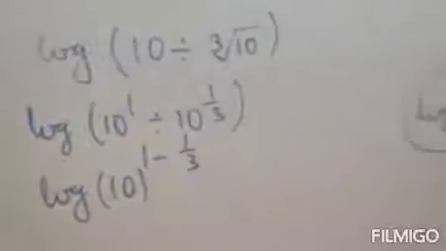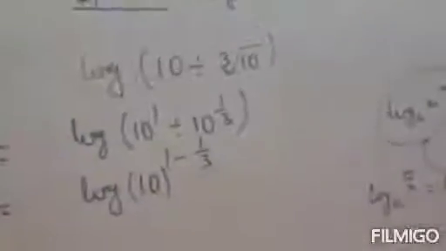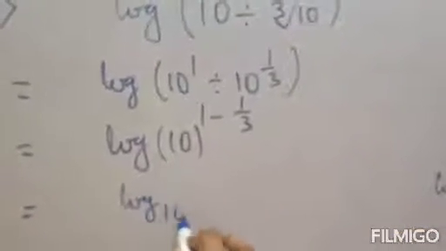Just recall the division formula, that is log a base m by n. Its formula was log a base m minus log a base n. It is division. So here also division is given. This is also division formula. The formula is log a base m minus log a base n. So just compare this. So log 10 1 minus log 10 1 by 3. So we can write in one shot, that is log 10 to the power 1 minus 1 by 3. Clear?